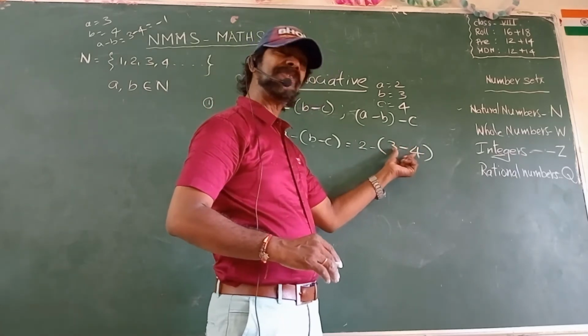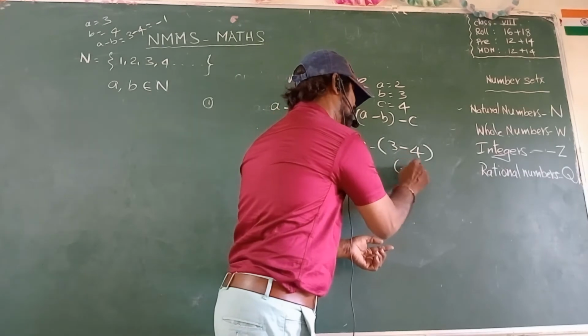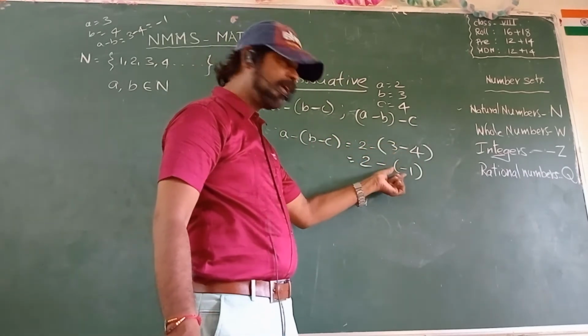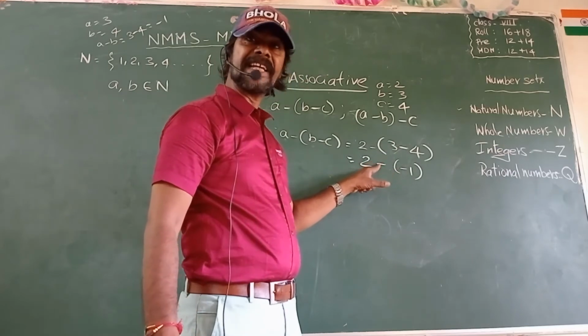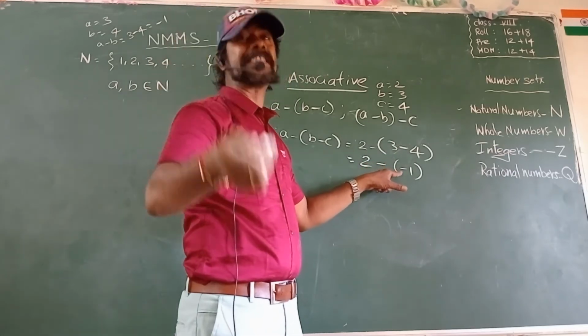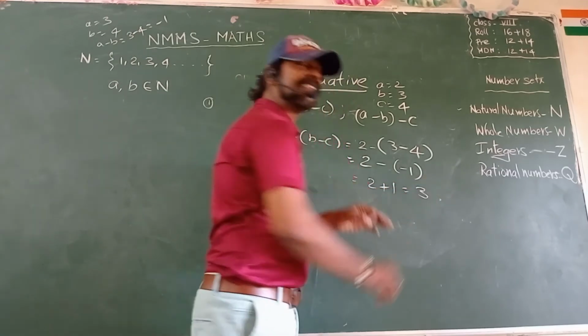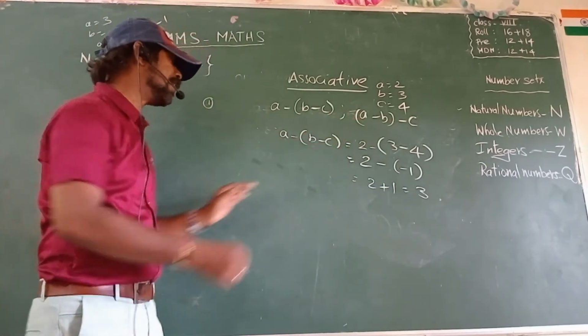First, 3 minus 4 is equal to minus 1. Now here minus is there, then this changes and becomes plus, and it becomes 2 plus 1. We are getting the answer 3. Okay, now go for A minus B minus C.